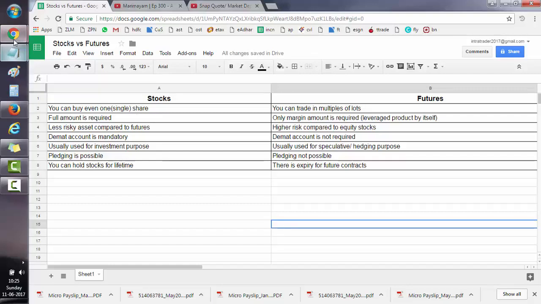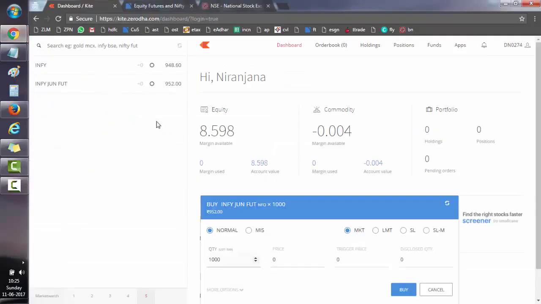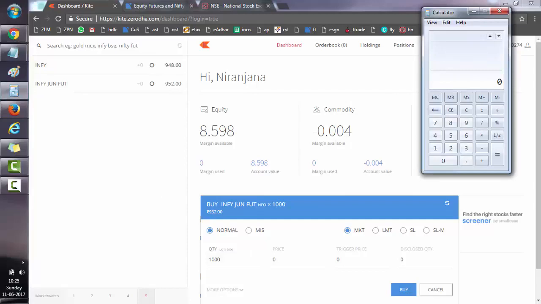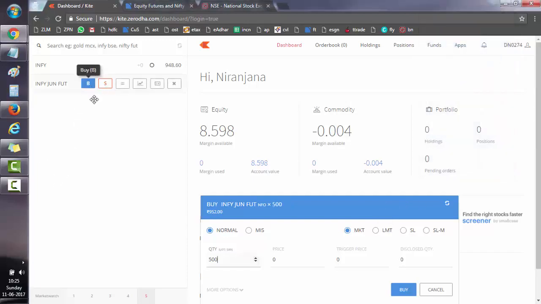Infosys futures. So in case of equity stock of Infosys, the price is 948.6. So what I'm going to do is 500 quantity of equity stock at 948.6. So it is giving you the total value of 4,74,300. This means that for buying 500 stocks of Infosys, you need to have 4,74,300 in the account. Now let's try to understand for future contract. In case of Infosys futures, you can see the lot size is 500.